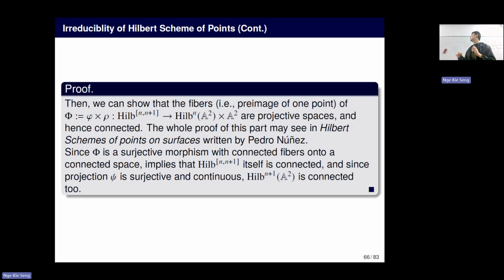Using mathematical induction, we prove that the Hilbert scheme of points over A2 is connected, and we know that connected implies irreducible, right? Because connectedness also asks for no disjoint decomposition, but irreducibility does not, and other than that, the definitions are the same. So connected is stronger.